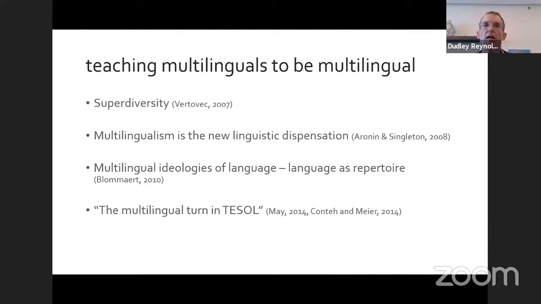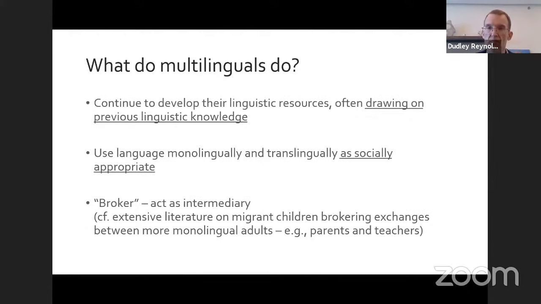But going from theory to practice takes time. And I think where many of us around the world are today is trying to figure out, okay, I get it. I am teaching multilinguals. I want them to be multilingual. I don't want them to be monolingual English speakers. But how do I do that? So that's sort of where I want to go for the rest of this talk.